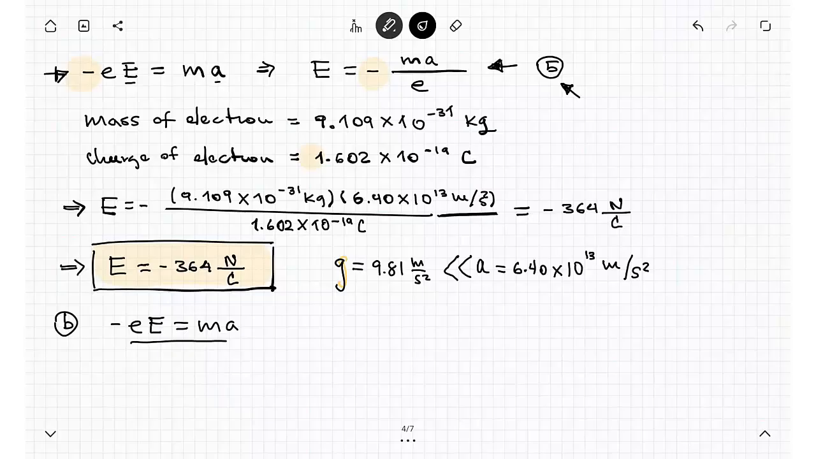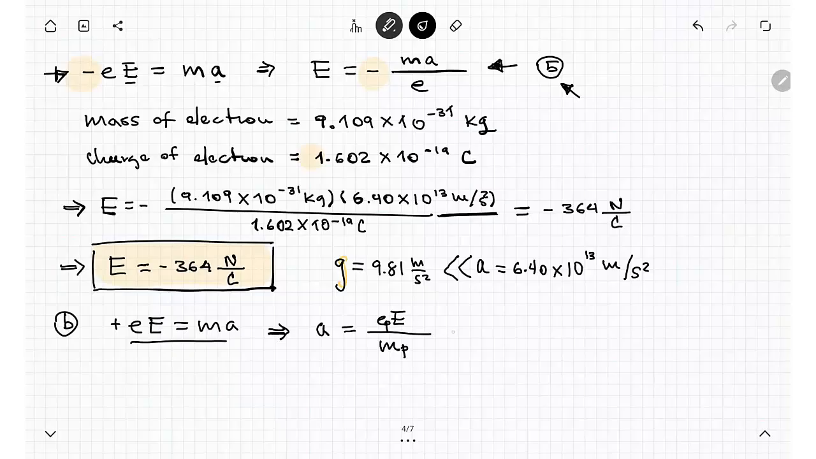We need to take into consideration that we already changed the electron for a proton, so this charge is positive, because the proton has positive charge. The electron has negative charge, but the proton has positive charge. So let's clear the acceleration from that equation, and we have e multiplying E dividing the mass. This is the charge of the proton and this is the mass of the proton.